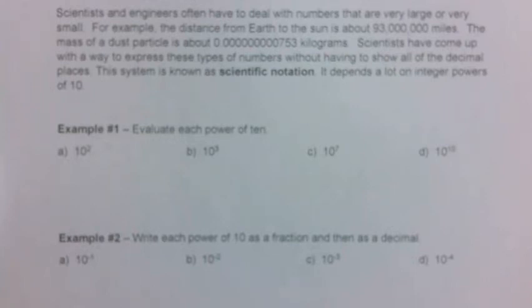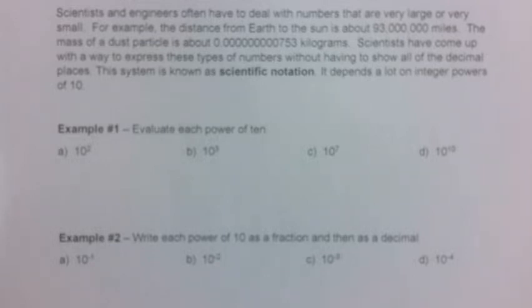In today's lesson, we're going to be studying scientific notation. Scientists and engineers often have to deal with numbers that are very large or very small. And by very small, I don't just mean numbers like 1 or 0, but much, much smaller numbers. So, for example, the distance from Earth to the Sun is about 93 million miles. That's a very large number.